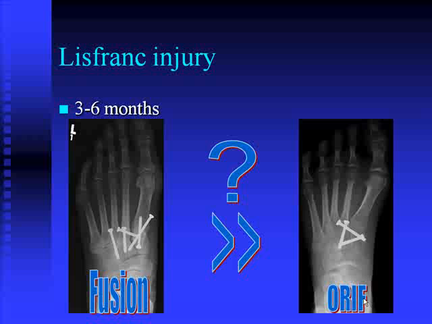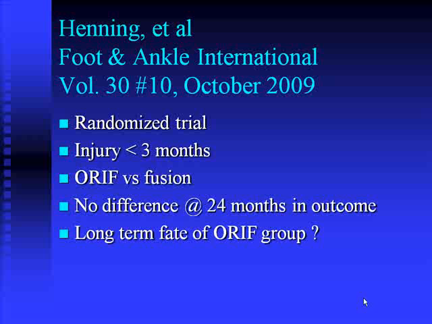This paper was just published last month. It's a randomized trial of Lisfranc injuries, all less than 3 months old. They randomized the patients to either fixation or fusion. And then at 24 months, they analyzed these patients. And there was no difference between the two groups of patients. But the editorial comment was what would be the long-term fate of this reduction and fixation group. Maybe they're going to go on inevitably to develop a painful arthritis and would have been better off with arthrodesis. And increasingly, we're thinking that primary arthrodesis is the most appropriate way to approach these injuries.